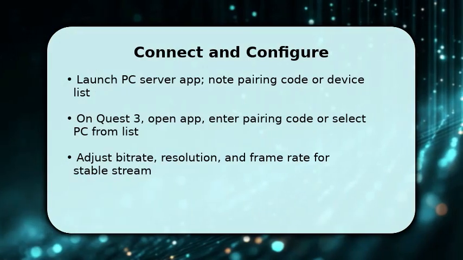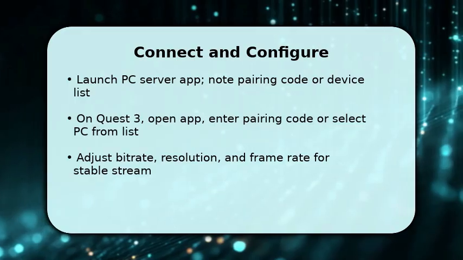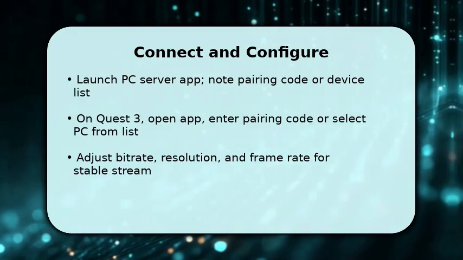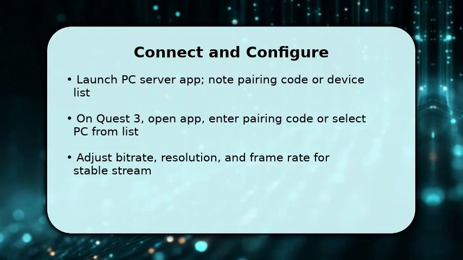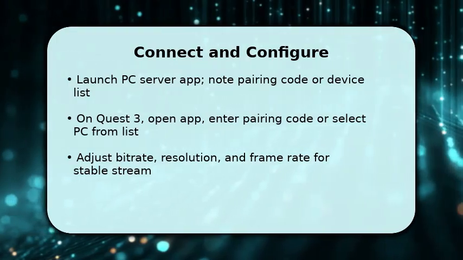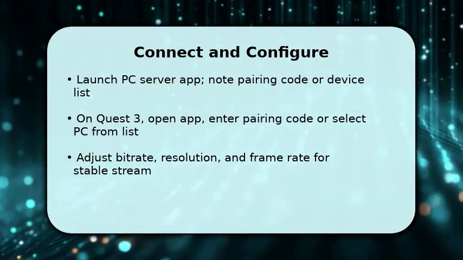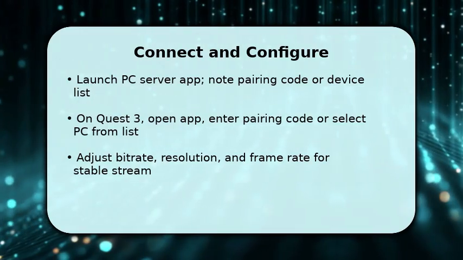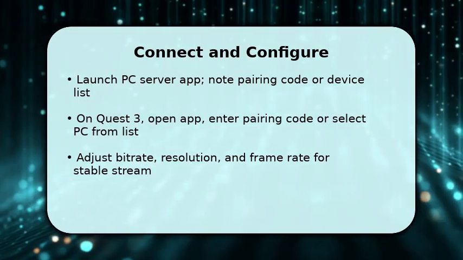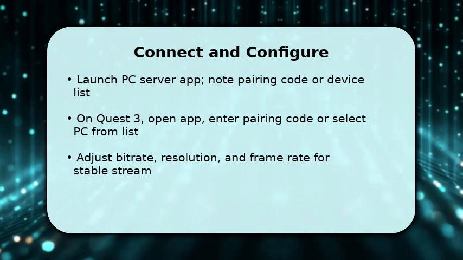You now connect and configure. Launch the PC server app first so it advertises on the network, then open the companion app on the Quest 3 and either enter the pairing code or pick your PC from the list. Once connected, tweak streaming settings, raise bitrate for clarity, lower resolution or frame rate if you see lag. Also check firewall rules and make sure the PC app runs with appropriate permissions. Small adjustments here give you a smooth experience.